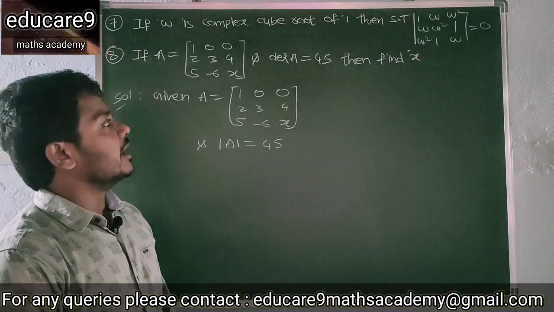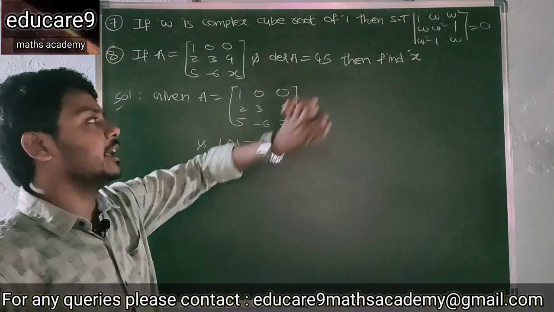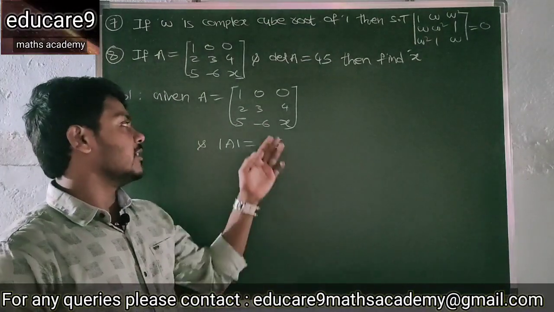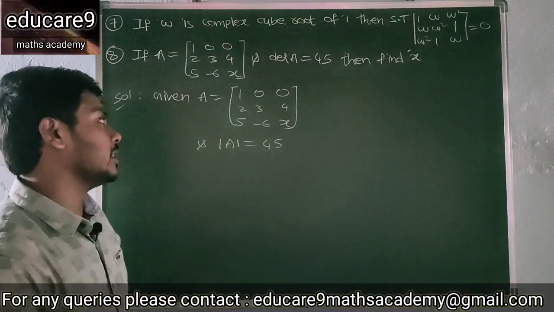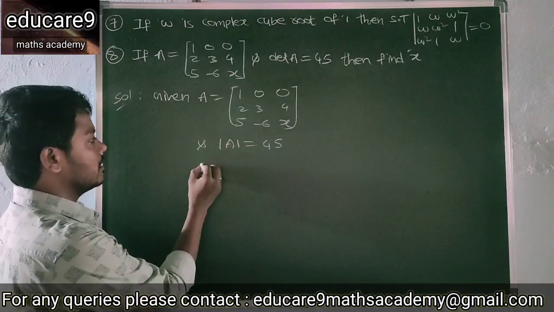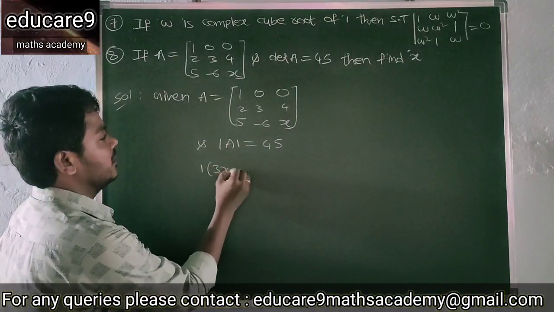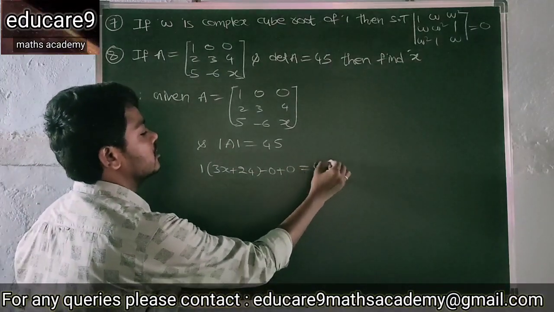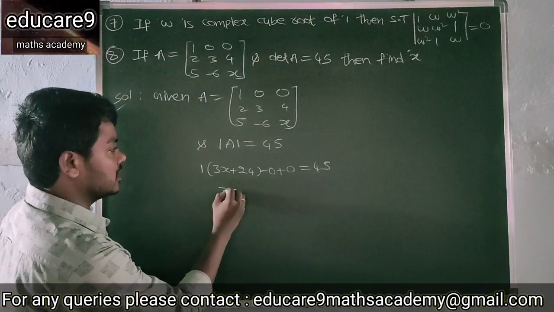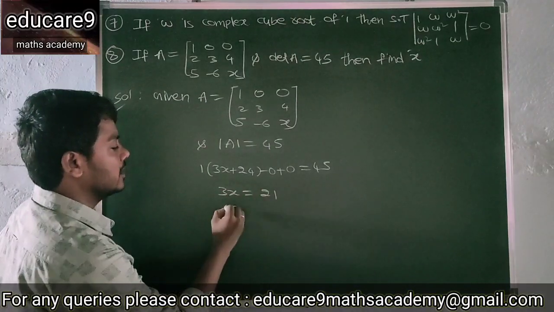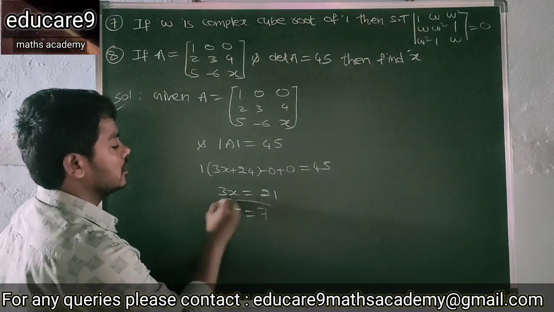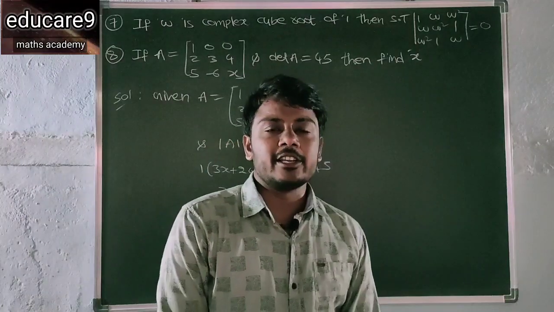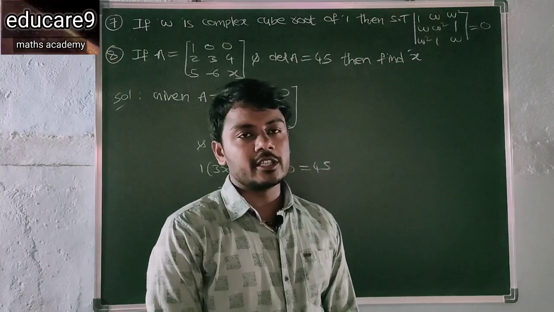A matrix is given and determinant of A is 45. Then you want to find the X value. See here, this is the given, determinant of A is 45. Now find this determinant. So 1 into 3x plus 24 minus 0 plus 0 is equal to 45. So 3x is equal to 21. X is equal to 7. So this is the value of X. For the next session we will discuss more concepts and problems.